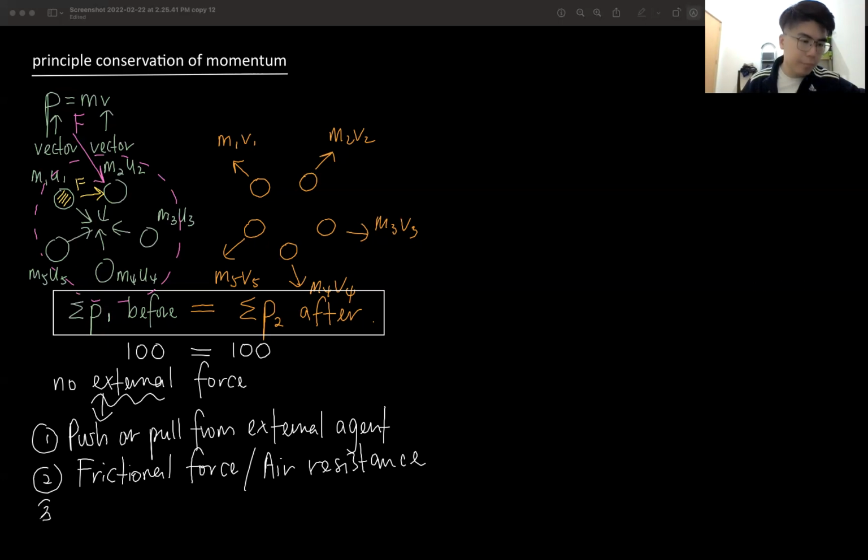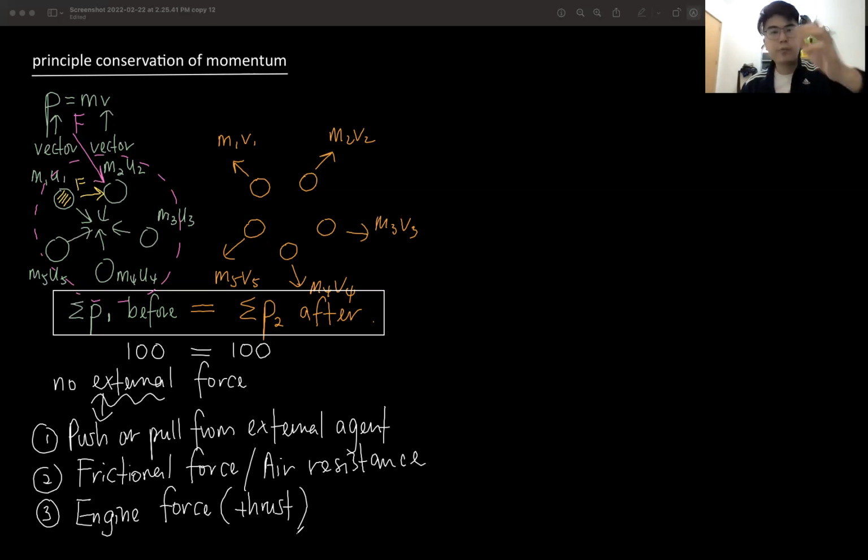Number three, is there any other? Okay, there's one, but in this case, this one doesn't apply, which is engine force. Force from the engine, okay? We can also call it a thrust. Force from the engine or force from the rocket. That is also an external force, but this one is not applicable here. Right, so these are the common external forces that you need to know.